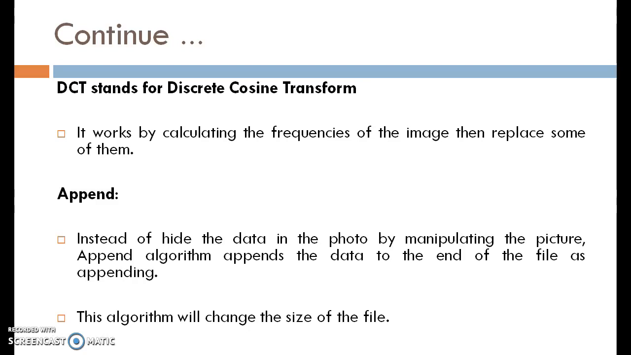Then the third method, the appending method. Instead of hiding the data in the photo by manipulating the picture, the appending algorithm appends the data to the end of the file. So we are appending the information that we want to hide to the end of the file. Due to that, this algorithm will change the size of the file. Definitely the size of the file may increase.